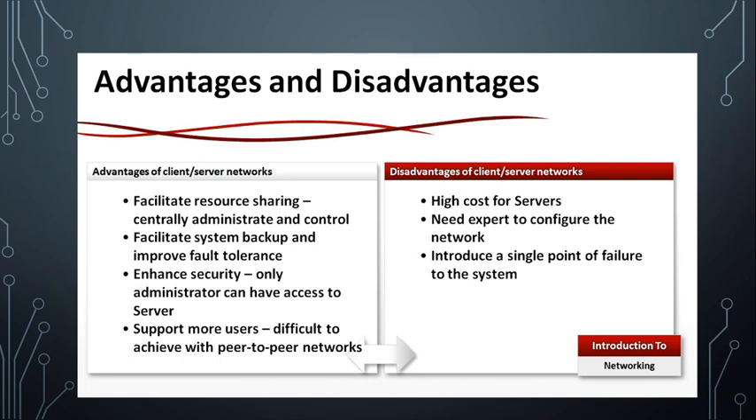Also, it supports more users, which is difficult to achieve with a peer-to-peer network. A peer-to-peer network enables a one-to-one connection, but in a client server network you can have one-to-many connections, and that is why you can support more users.